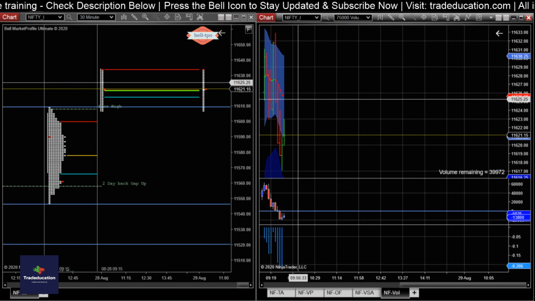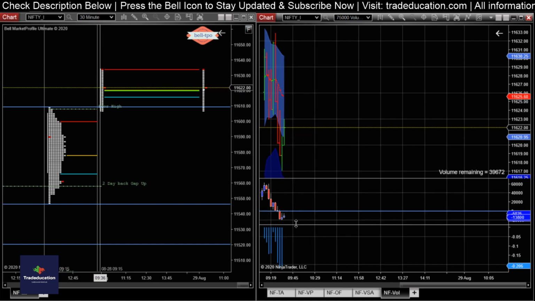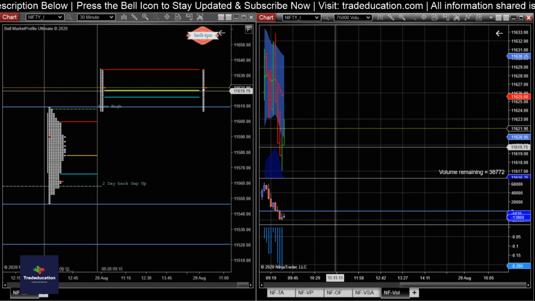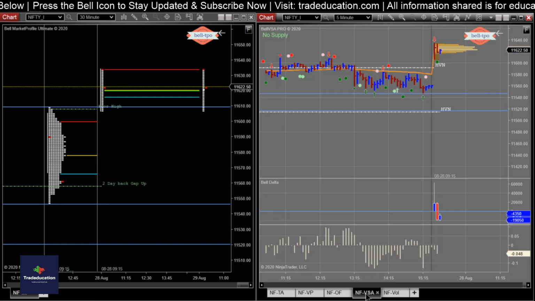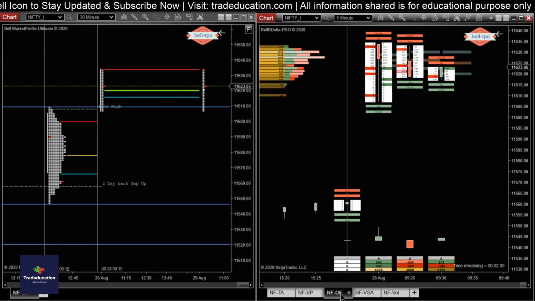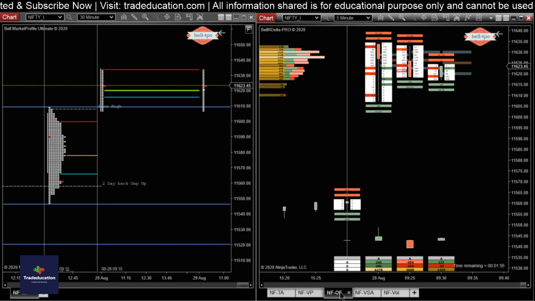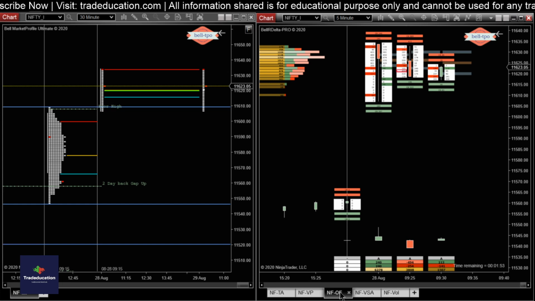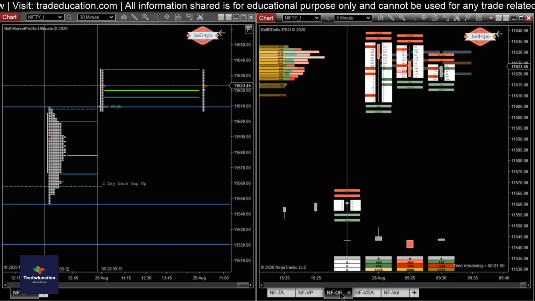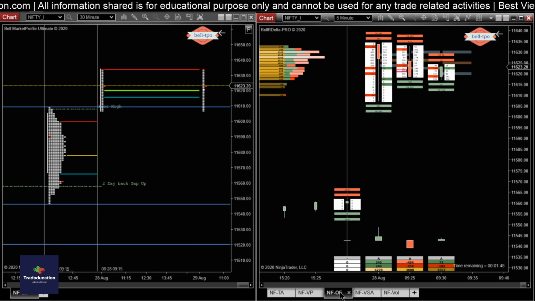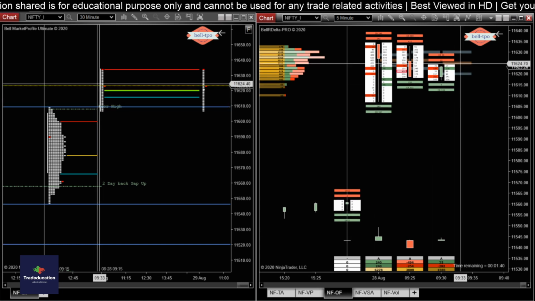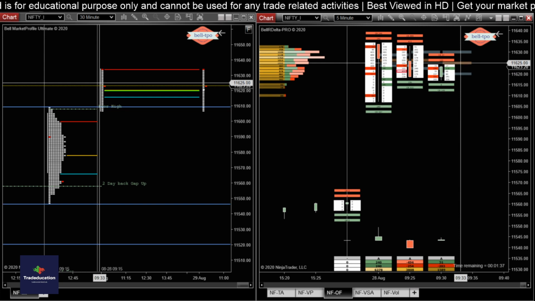Here it has crossed the VWAP. Delta is below zero. So a good trade location will be if we see some rejection around the VWAP, then we can take a short trade.